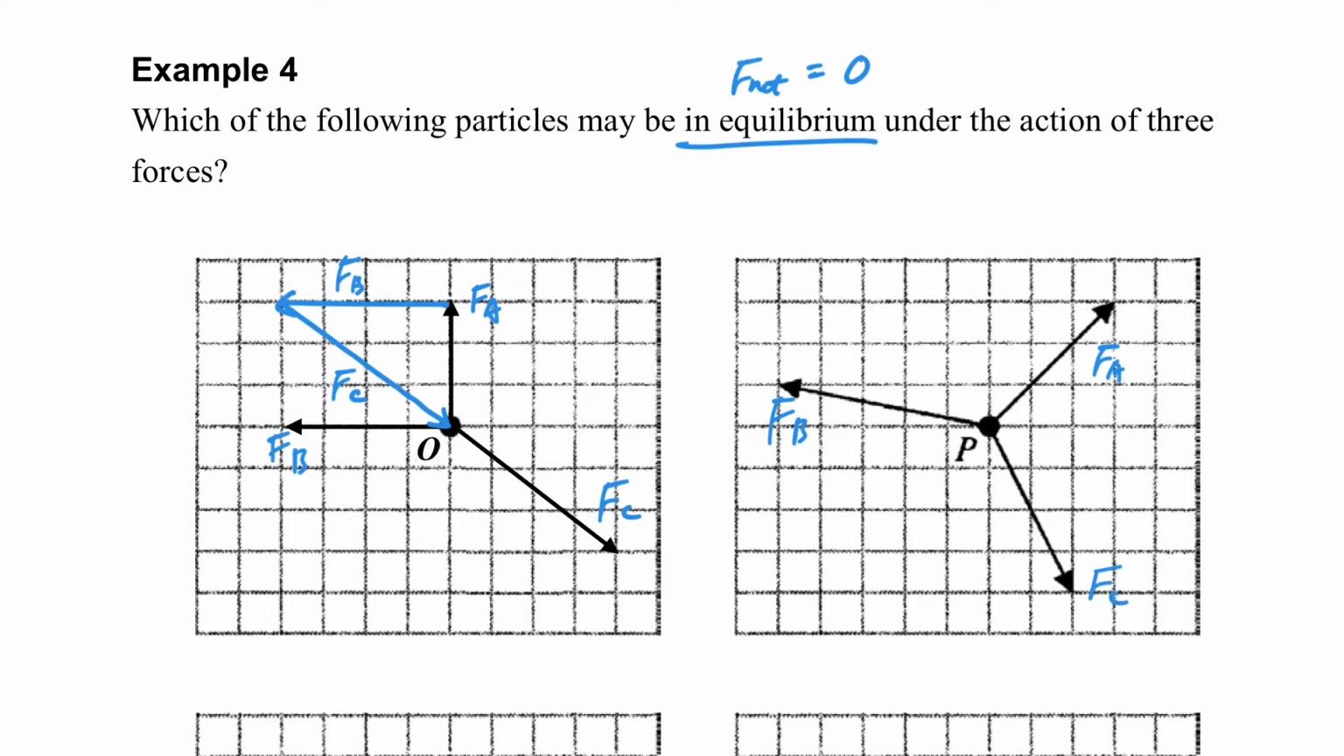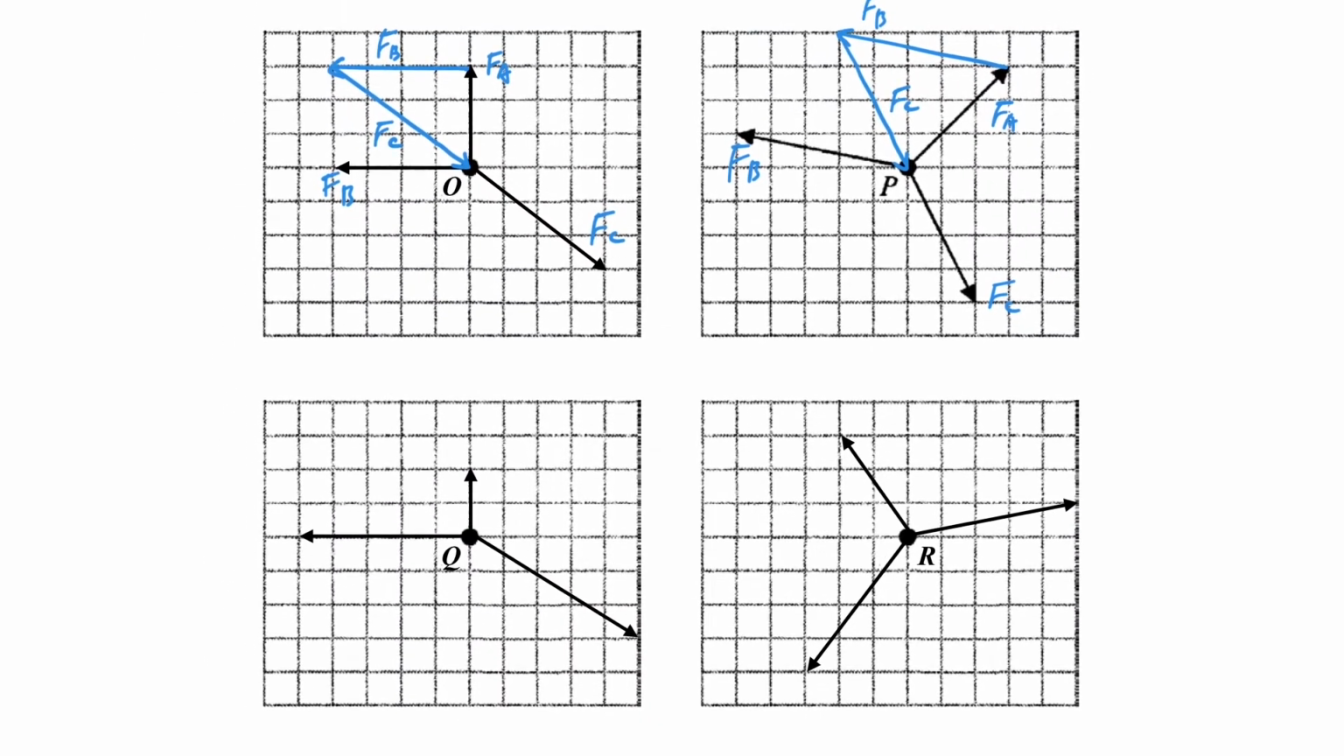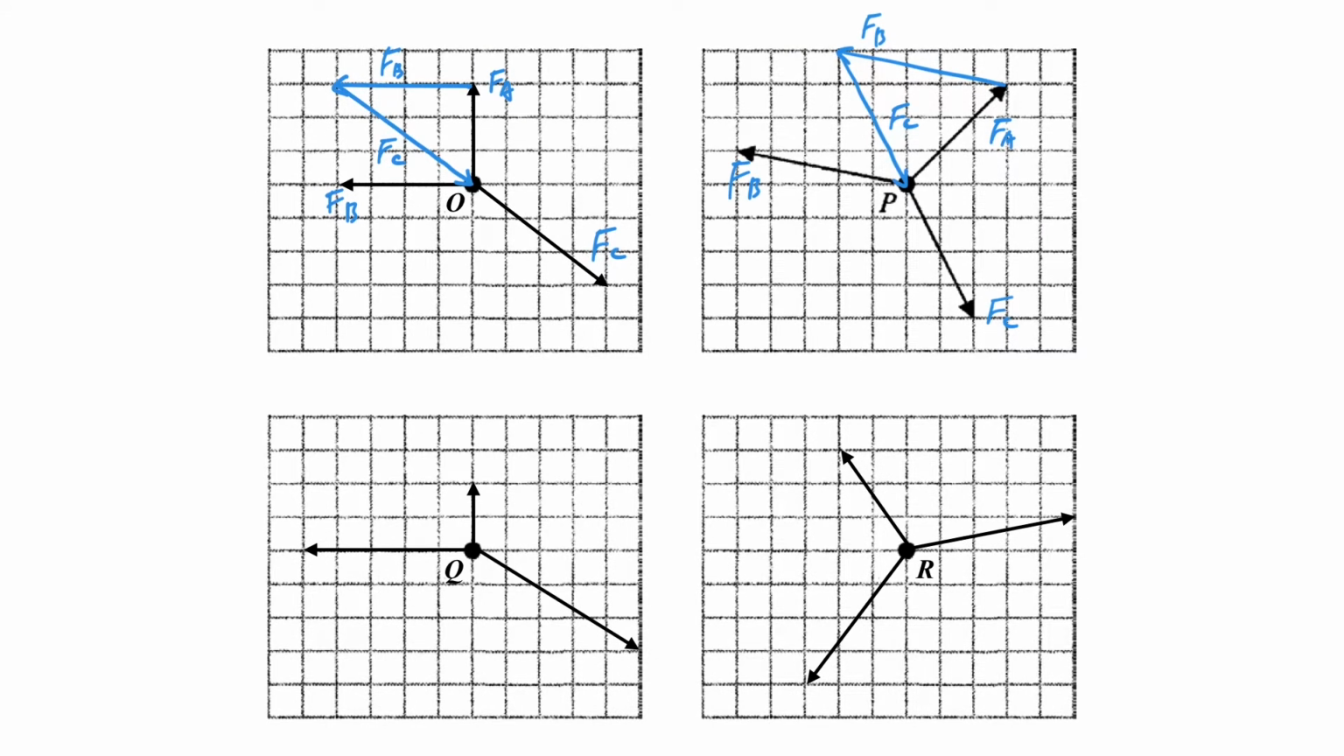So by using a similar method, we can draw FA, FB, and FC together to find the net force of it. You will find that it is pointing to the original point. That means the net force is also 0 there. And for the third figure, we do the same thing.